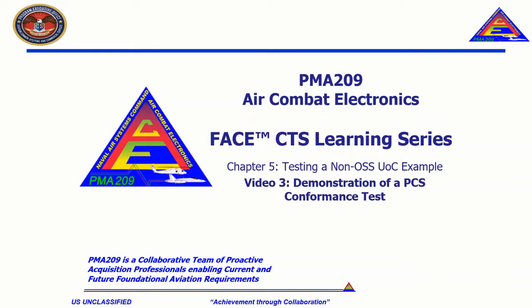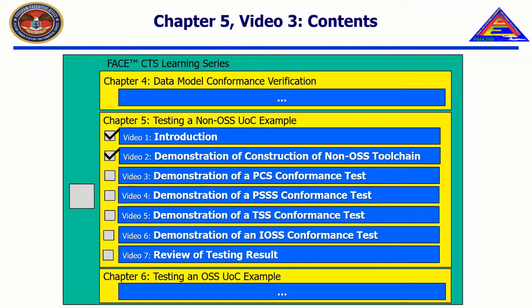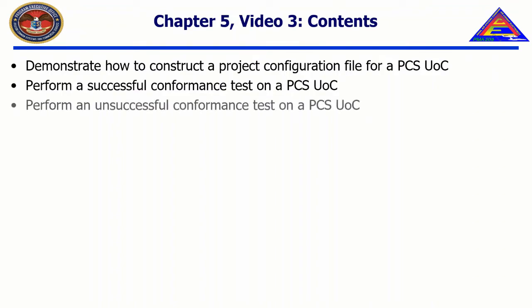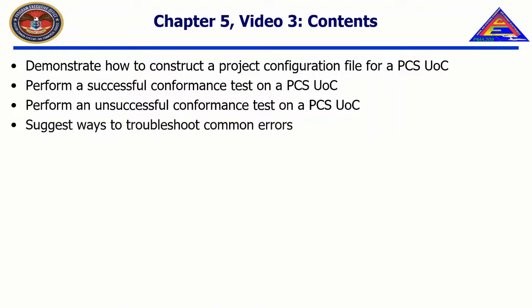Welcome to the CTS Learning Series, Chapter 5, Testing a Non-OSS UOC Example, Video 3, Demonstration of a PCS Conformance Test. In this video, we will demonstrate how to construct a project configuration file for a PCS UOC, perform a successful conformance test, perform an unsuccessful conformance test, and suggest ways to troubleshoot common errors while testing a PCS UOC.